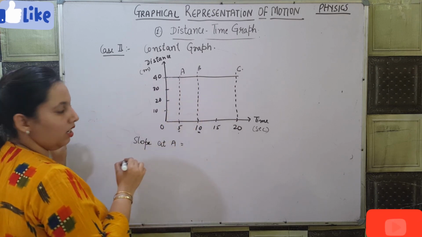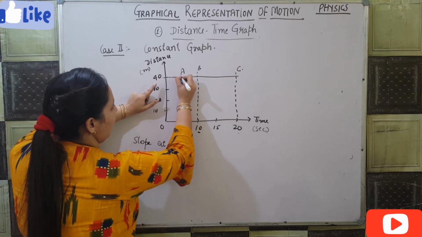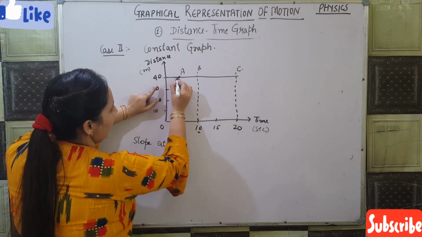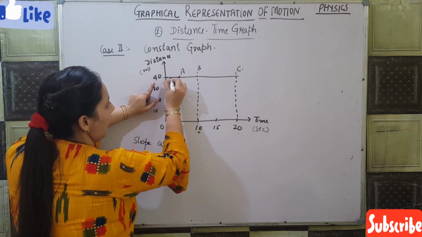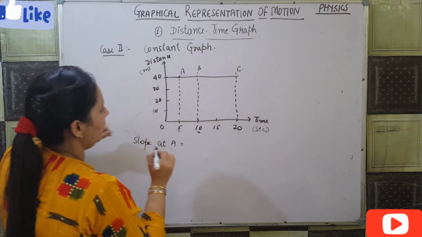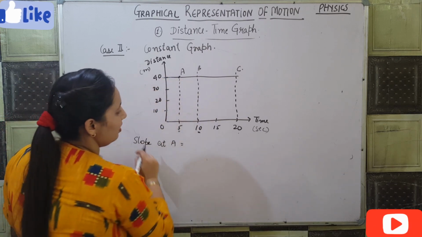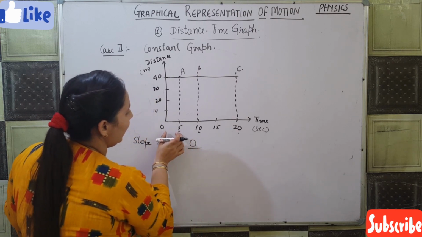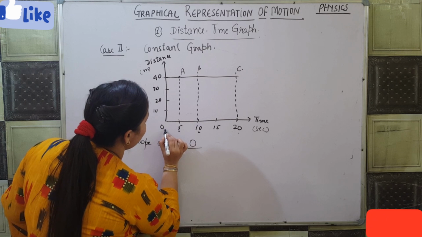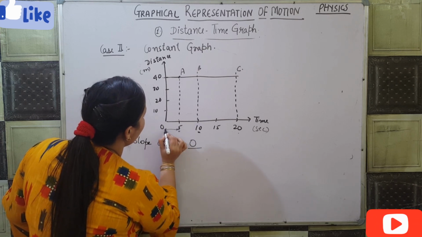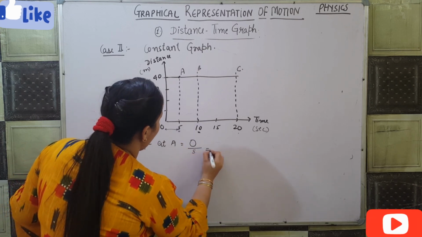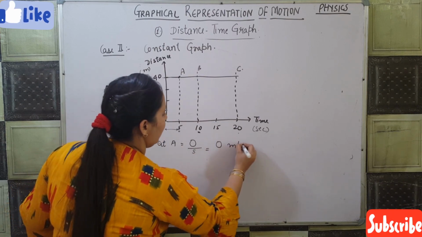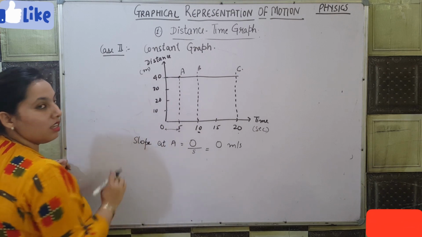There is no change. At point A, is this body changing? No, it is the same at 40. It means the y-axis is not changing. If the y-axis is not changing, there is zero change, and time has changed from 0 to 5. So what is the slope at point A? That is 0 meters per second. It means here speed is 0.